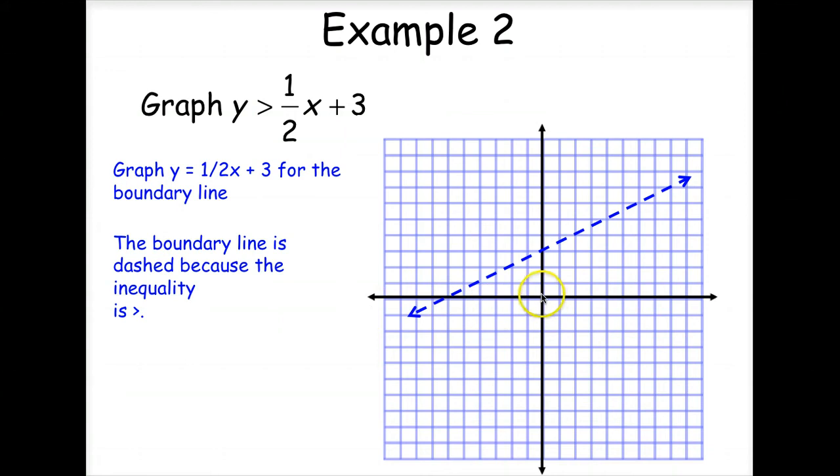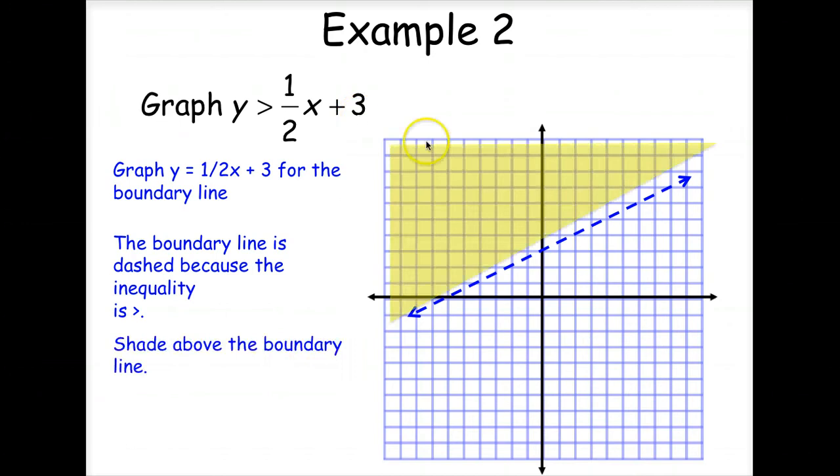Let's look at the points to pick. How about, let's look at 0, 0. Are we going to shade this side? I like to pick 0, 0 because it makes the math easy in my head. Is 0 greater than 3? No, it isn't. So we're not going to pick the side of the coordinate plane that is 0, 0 because it does not make this equation true. So we shade the other side, or it is above the boundary line. Very good.